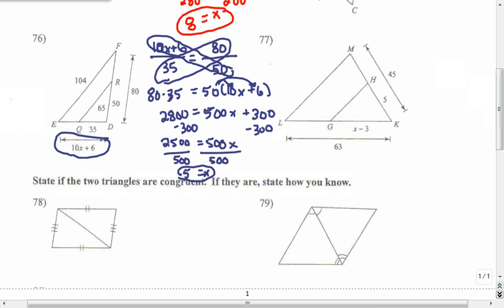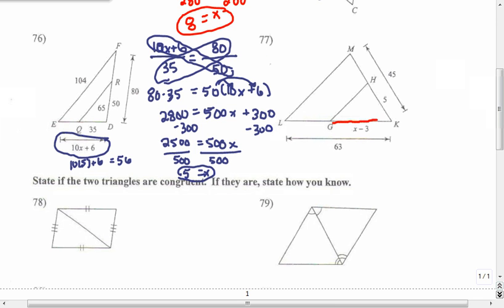So again, if we were to plug that in, 10 times 5 plus 6, so 10 times 5 is 50, plus 6, so it's 56. So 56 compared to 35, and 80 compared to 50. So our answer is reasonable.